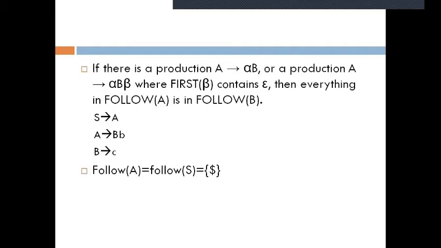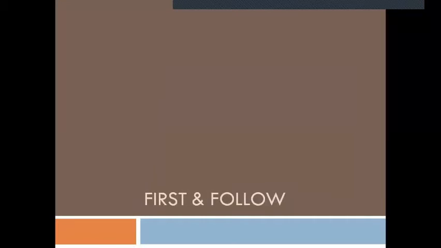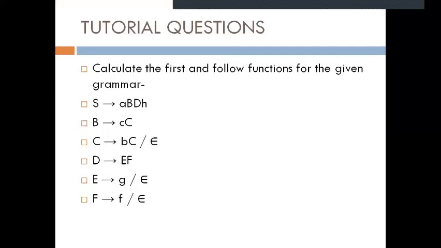So what is follow of B? Follow of B is follow of A. We know that follow of S is dollar, so automatically follow of A is also dollar. So this is how we can find out the first and follow value for the given grammar. Next, we are going to discuss some of the tutorial questions in first and follow value for the grammar.